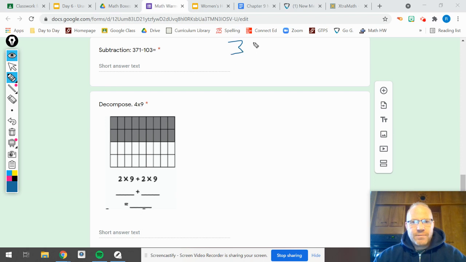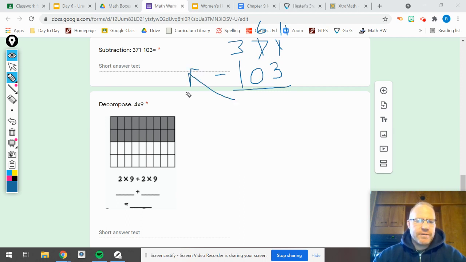That brings us to our subtraction problem. We have 371 minus 103. So we cannot take 3 from 1, so we have to borrow from the 7, which becomes a 6. The 1 becomes an 11. 11 minus 3, 6 minus 0, and 3 minus 1. Put your final answer in this box.